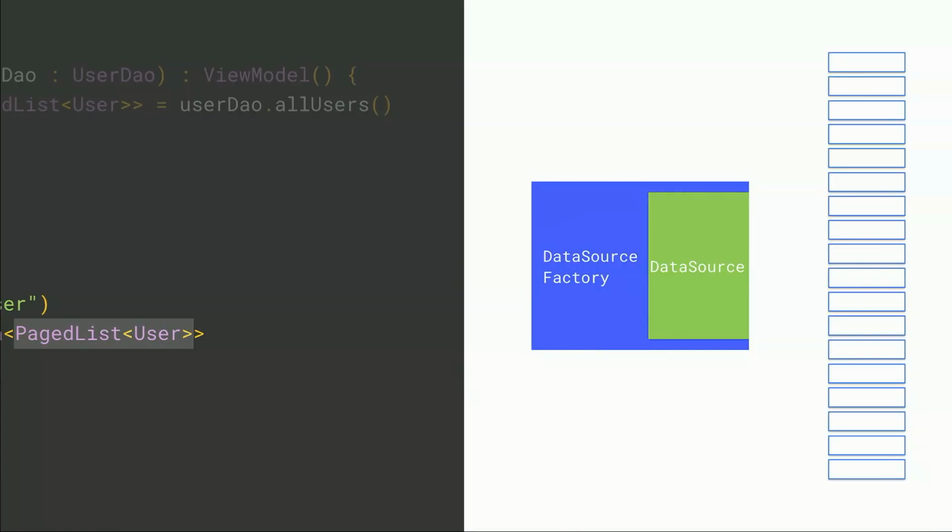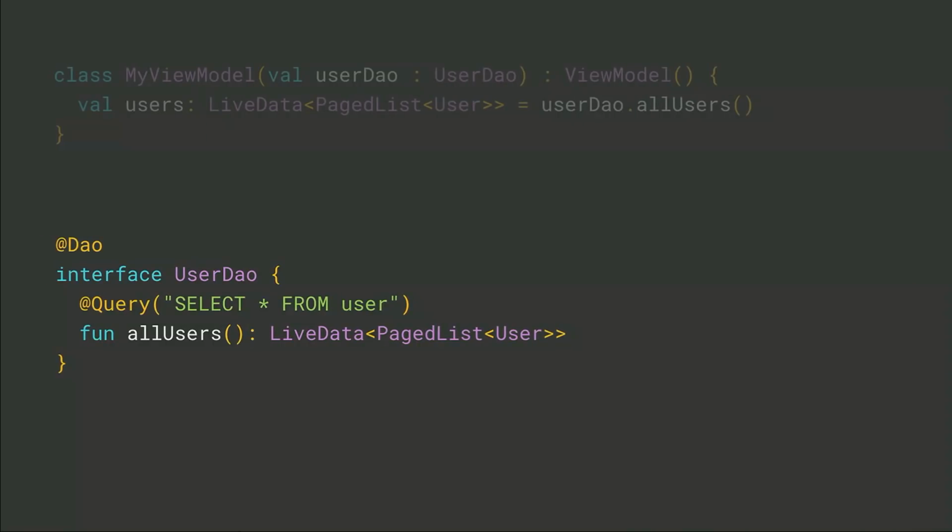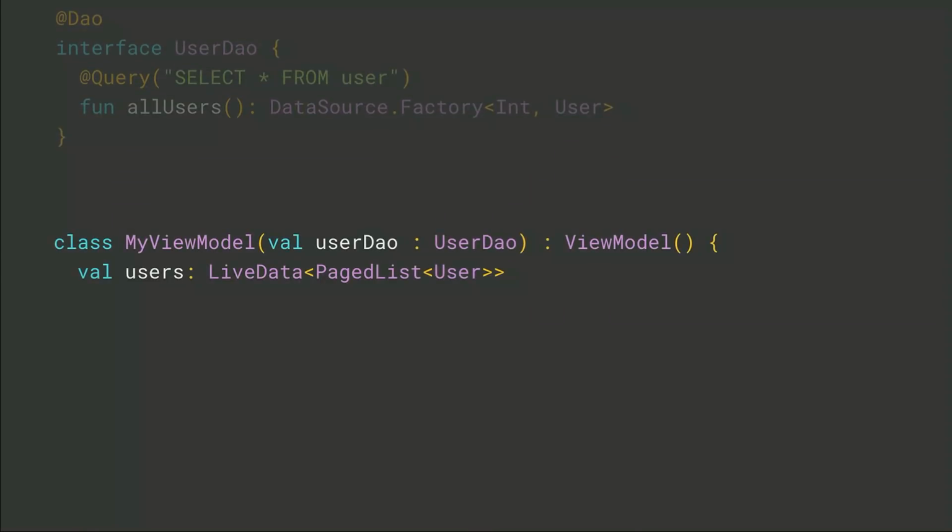Now, because we say that we want multiple of them, though, remember that we want something that's observable, so we just wrap that in a factory. Every time that we need a new paged list out of the database, we create a new data source. All right, so instead of the live data of paged list, what the user DAO provides us here is a data source factory keyed off of integer because we're using positions.